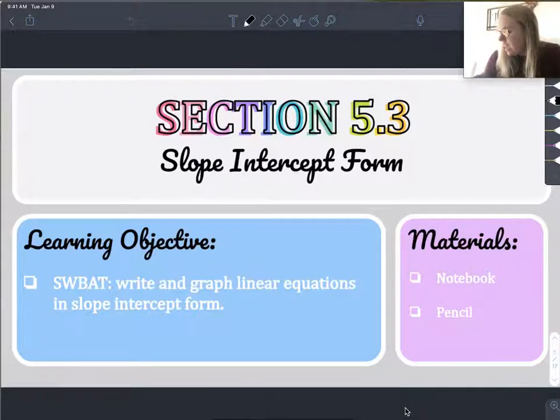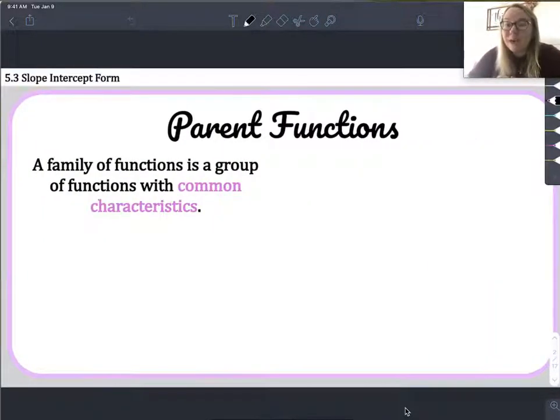So let's get started. First thing I want to talk to you all about are what parent functions are. A family of functions is a group of functions with common characteristics. We can relate that back to your family, right? In most cases, families share common characteristics. For my family specifically, my mom has blonde hair and my dad has blue eyes. Well, I share both of those characteristics with my parents. So that's kind of the same idea. We're going to have a group of functions and they're going to share very similar common characteristics as well.